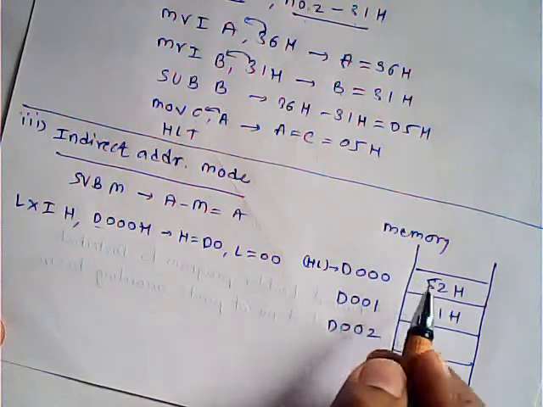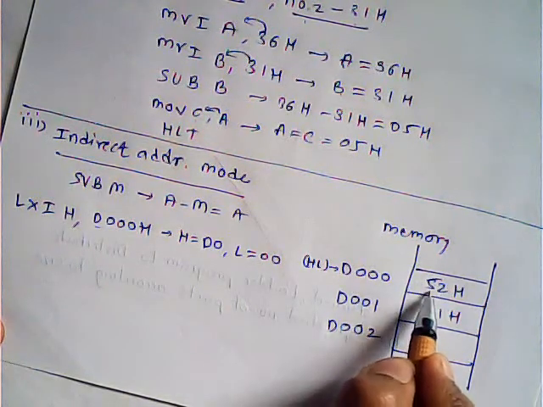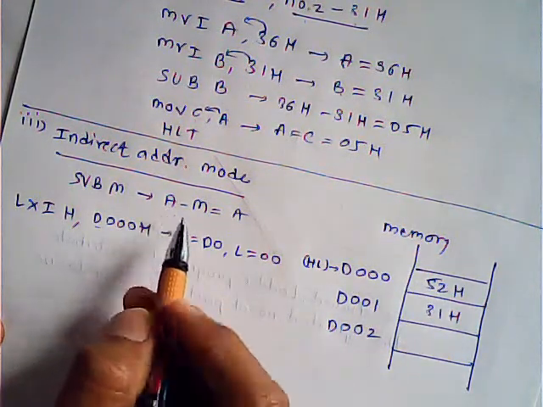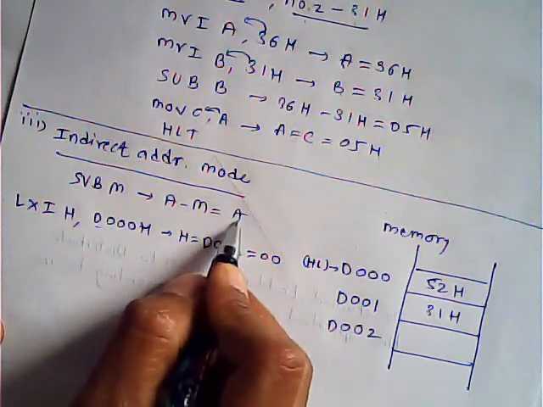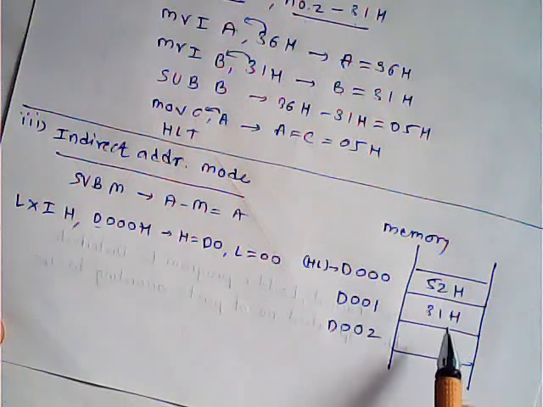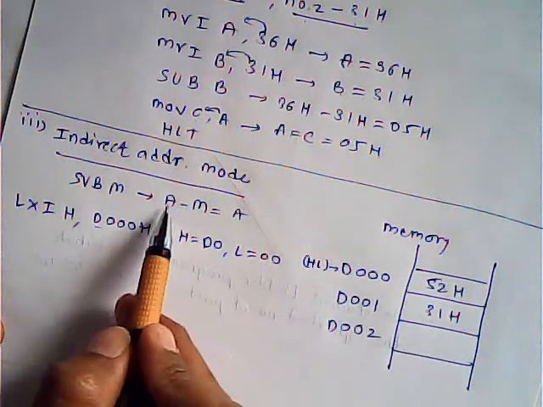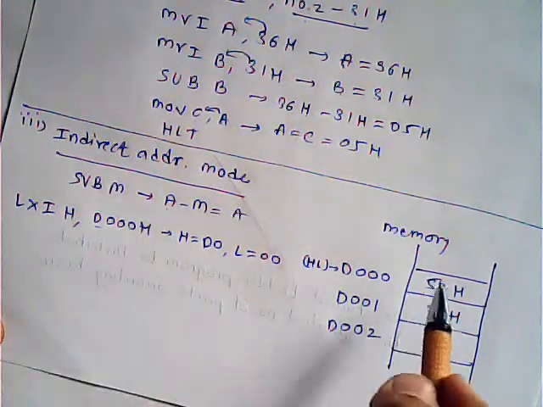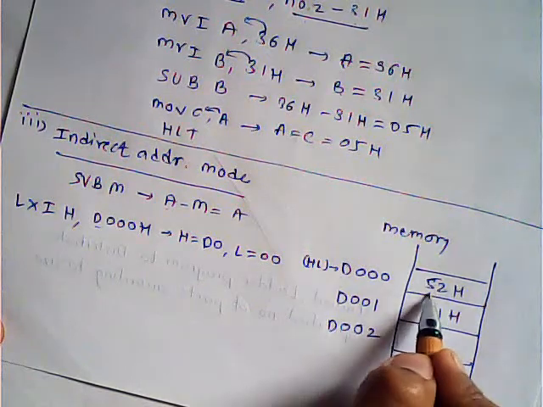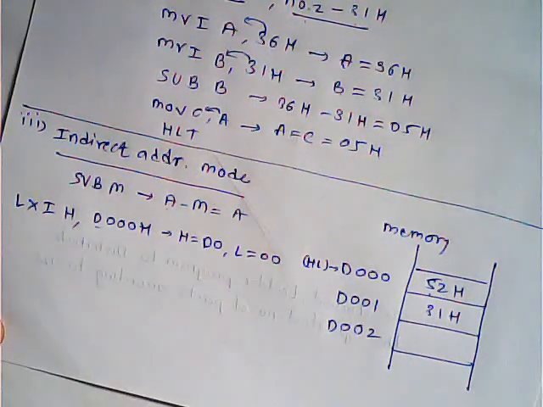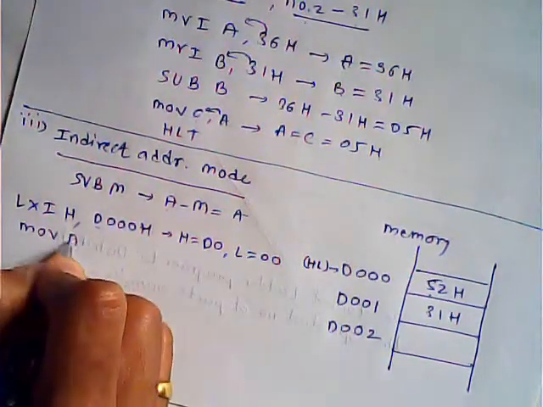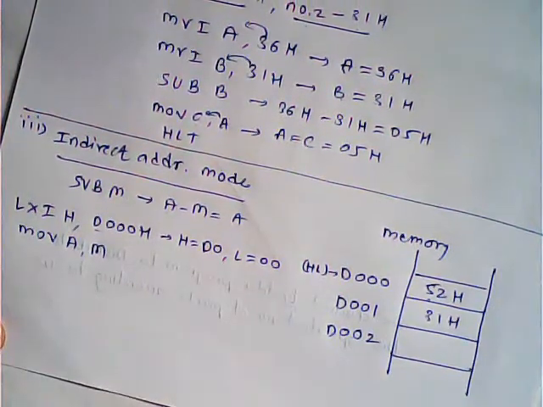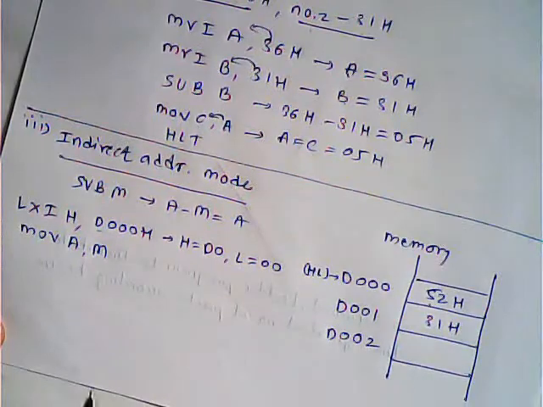The next task is to take this 52x into the accumulator. Why? Because SUB M means A minus memory pointer content, so one of the numbers, 52 or 31, must be available in the accumulator. So we are going to copy this 52x into the accumulator. Here I will write MOV A comma M.